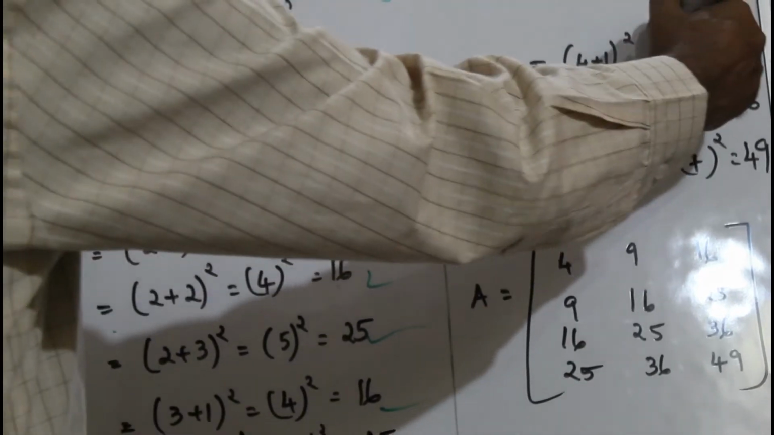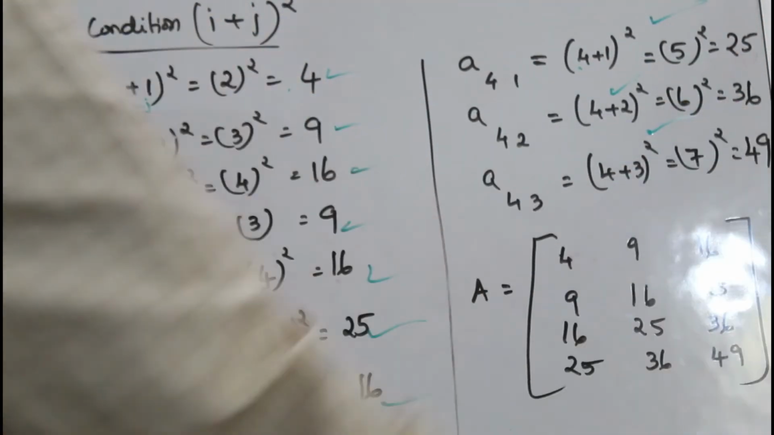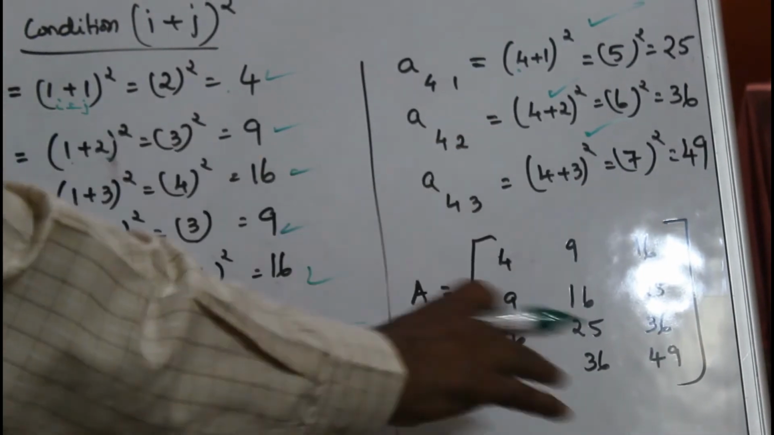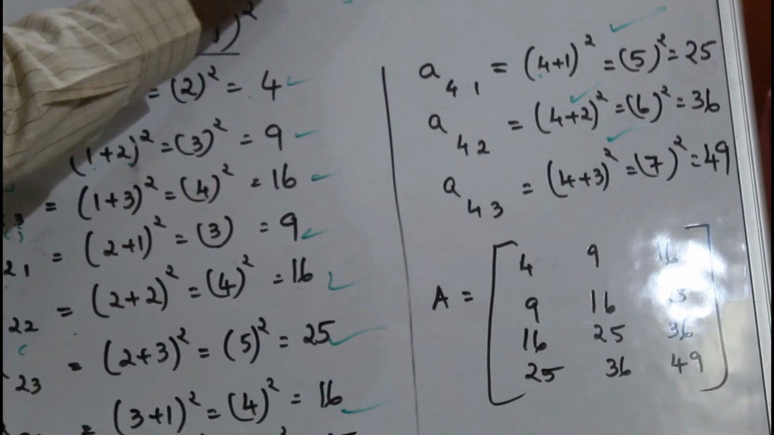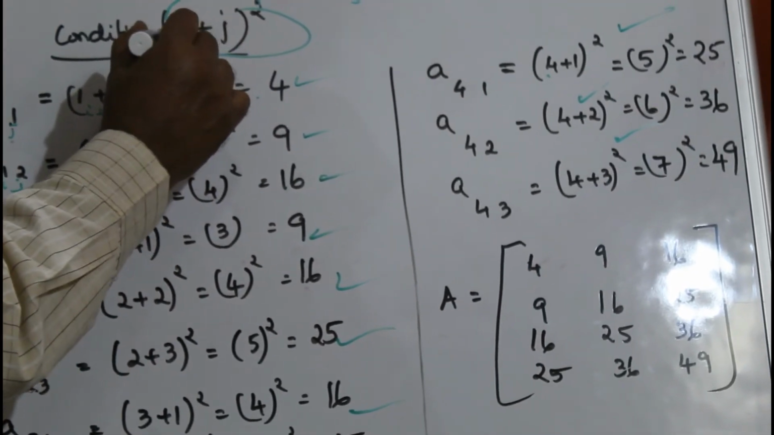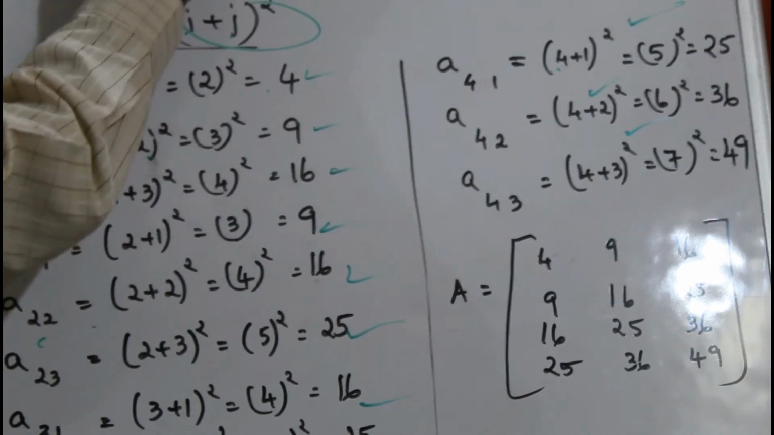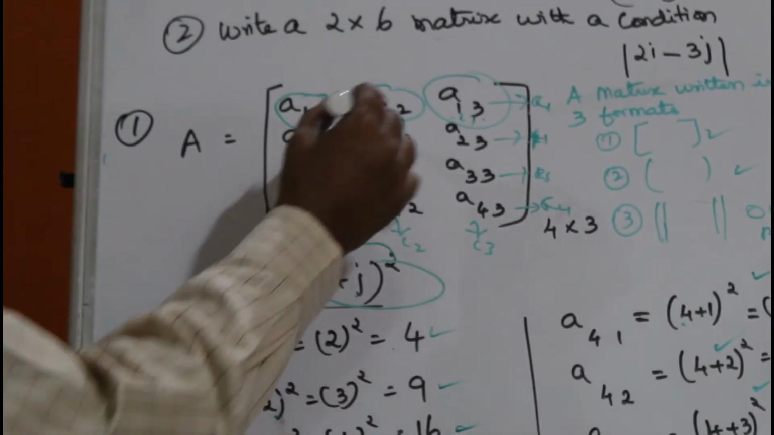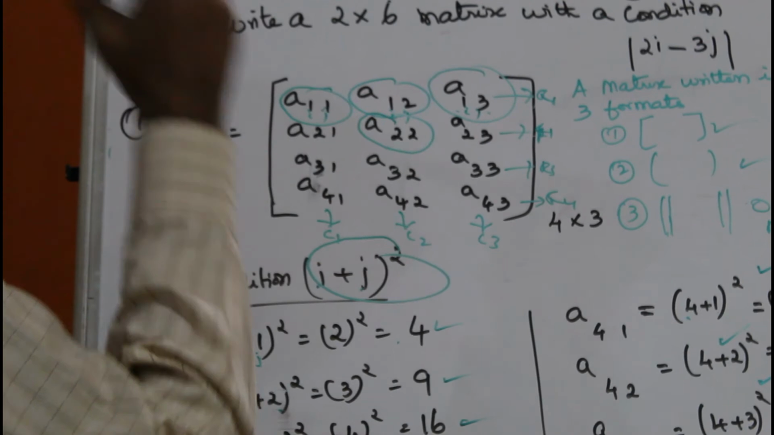Like that, 4 plus 1, 5 is 25. So this A is written like this. From a general matrix, we are converting into a particular matrix with a given condition, where i stands for the row of the element and j stands for the column of the element. These are called elements.